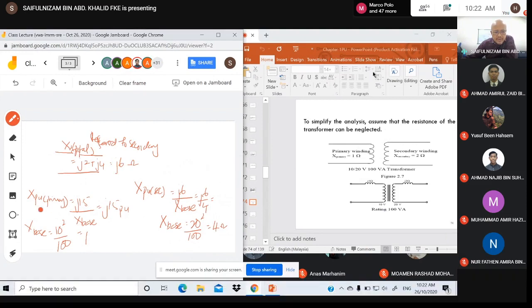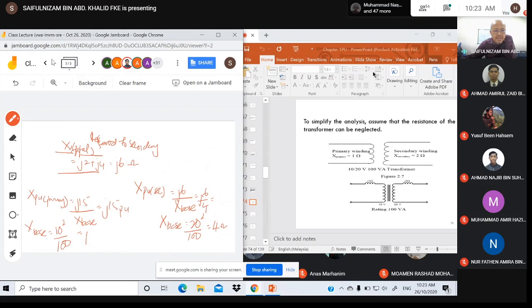Then what is going to be done is to find the X per unit at the primary side and also at the secondary side. We want to prove that the X per unit for the transformer at the primary equals the X per unit at the secondary. So for the primary side, the actual value is 1.5.